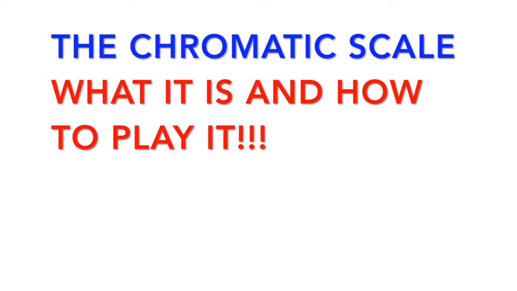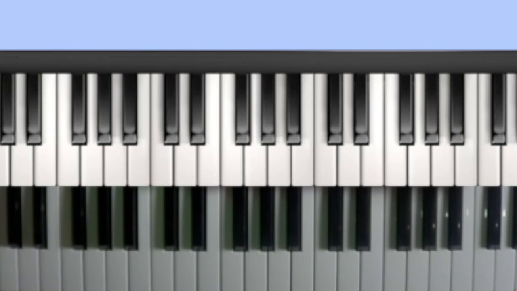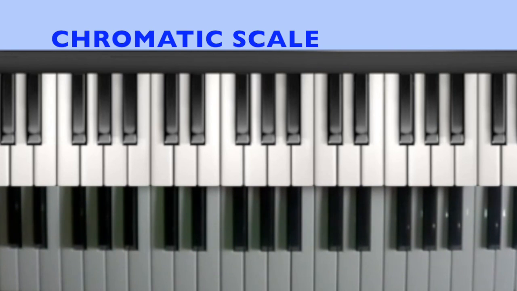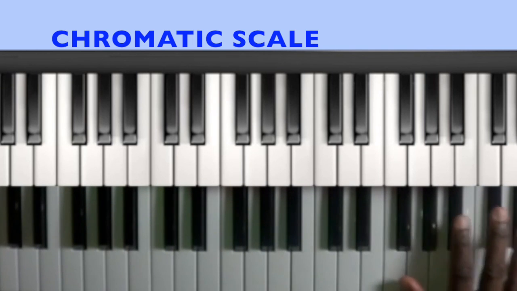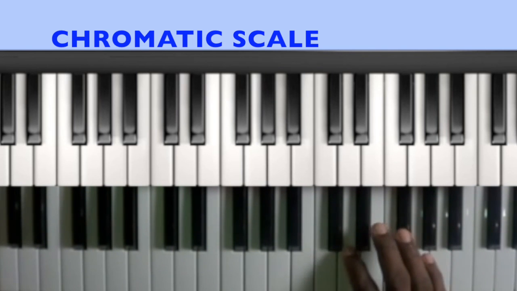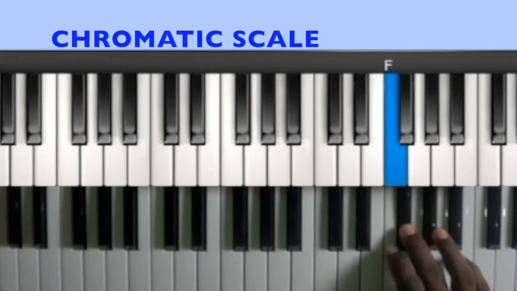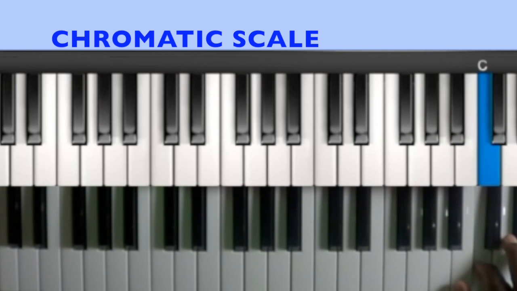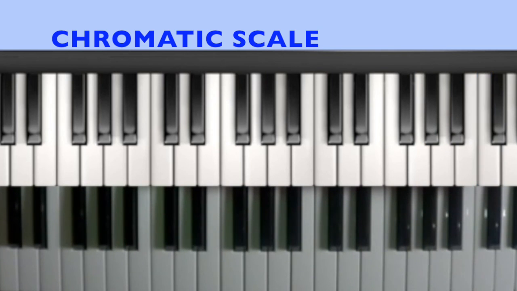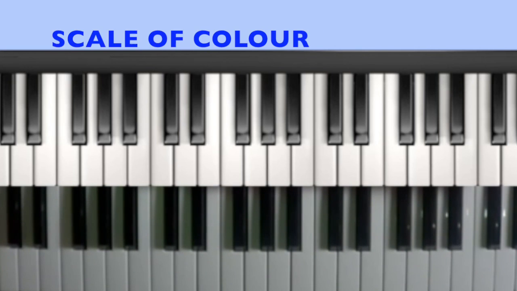Alright, so we're looking at the chromatic scale and what it is and how to play it. It uses all the notes, whether they're black or white. That's all the notes starting on C and ending on C, and I've played all the notes, black and white. That would be an example of the chromatic scale. It's also called the scale of color.